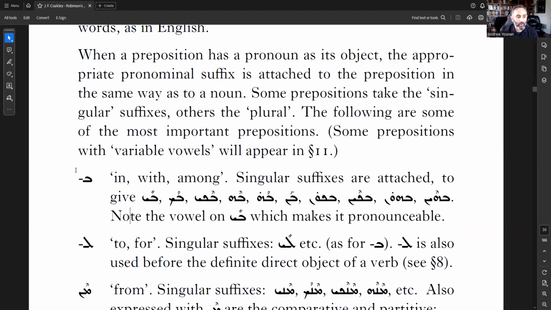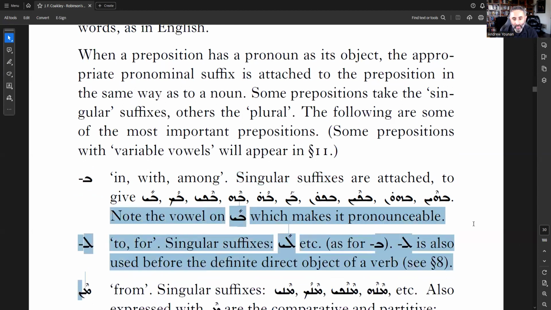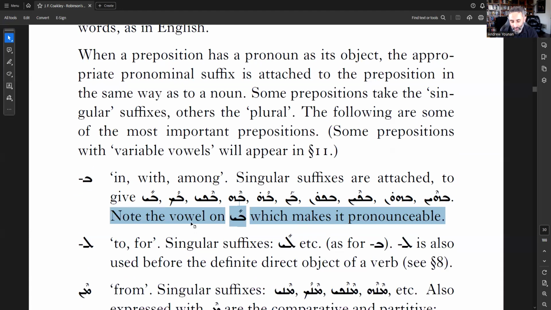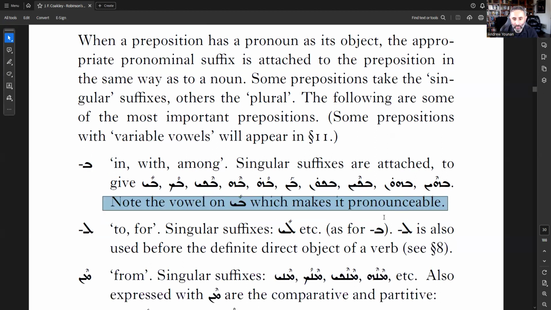Anyway, you want to say in or with or among, you use the singular suffixes. So bi, bach, bech, be, ba, ban, bhon. Note the vowel on B, which makes it pronounceable. So this invisible, unpronounced yod that you're never supposed to say, you need to say when there's a beth here, and with a lemeth as well, to make it pronounceable. So maybe you should be pronouncing it a lot more.